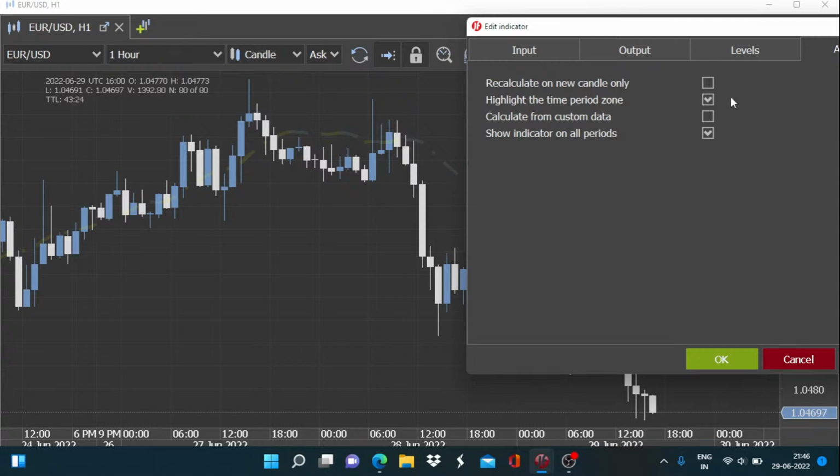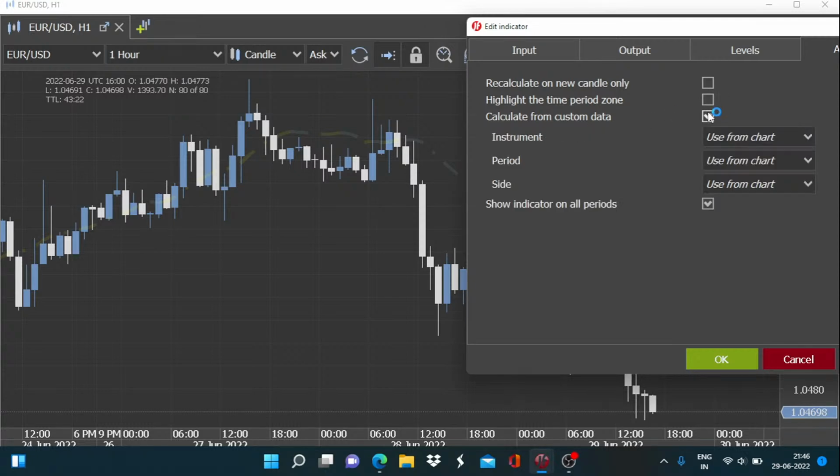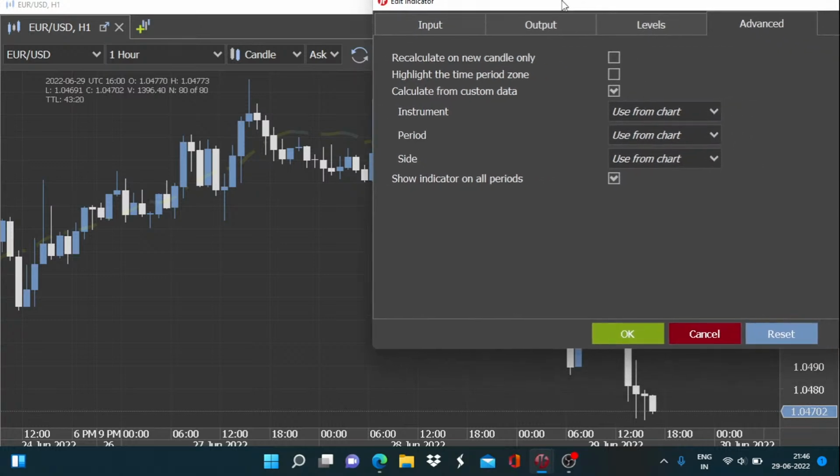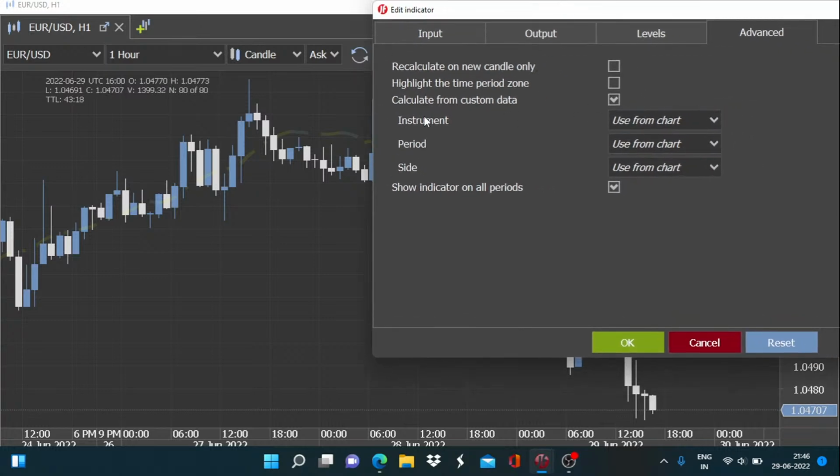Okay, calculate from the custom data. You can customize the plotting instrument you can choose. Suppose if you want to look for doing the comparison, you can do that. Use from the chart, or you can even go for, let us try out one interesting combination. I will use it.